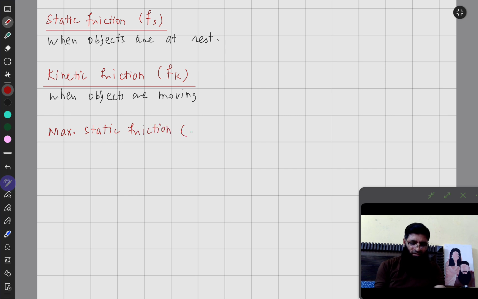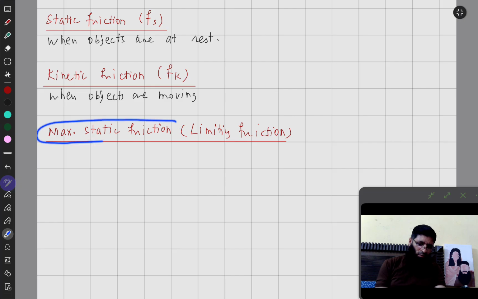Maximum static friction, and sometimes this is called limiting friction. Now you can see from the name of this friction that it is the maximum amount of the static friction. After this amount there will be no static friction, because this is the maximum value of static friction. If the force increases above the maximum static friction, it means that the object will start moving. You can see a diagram like this.